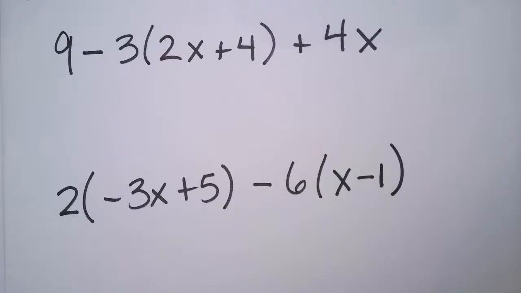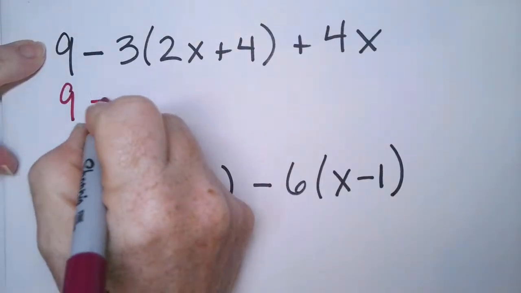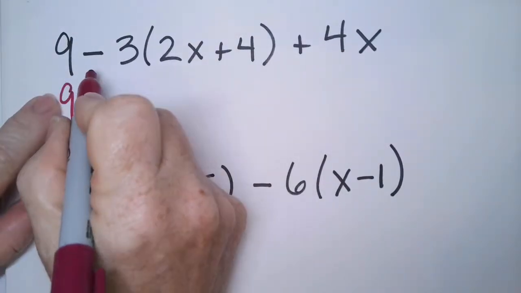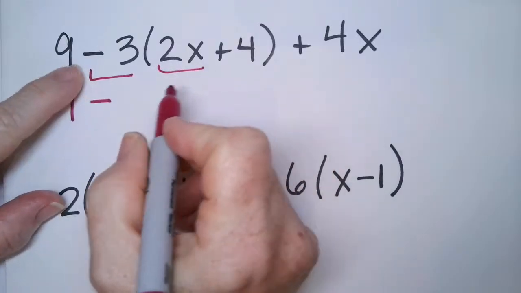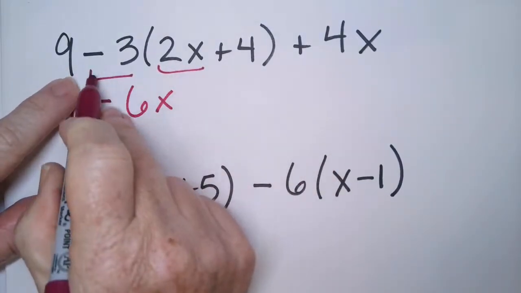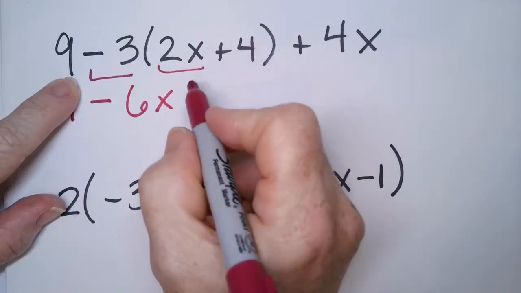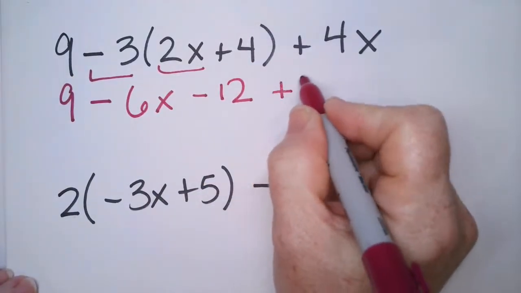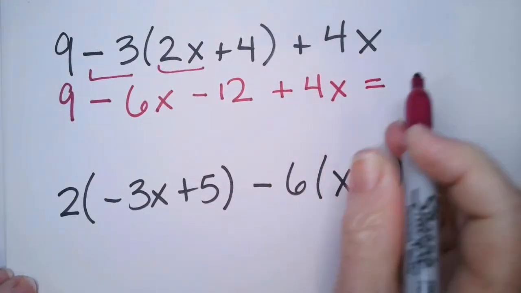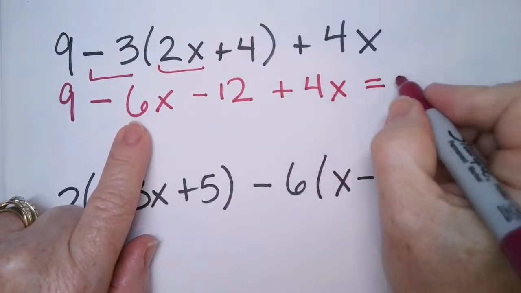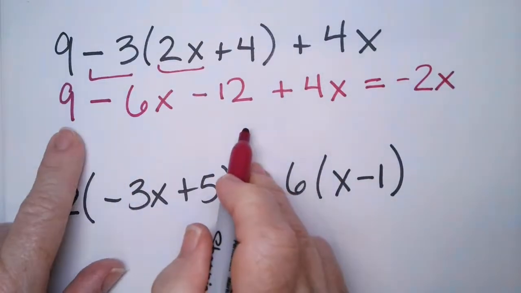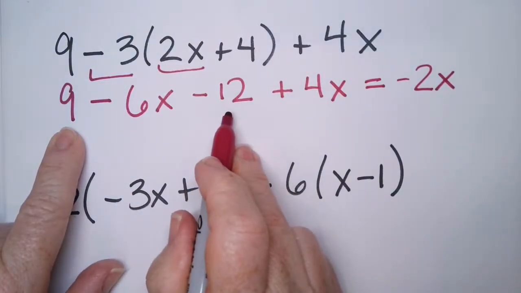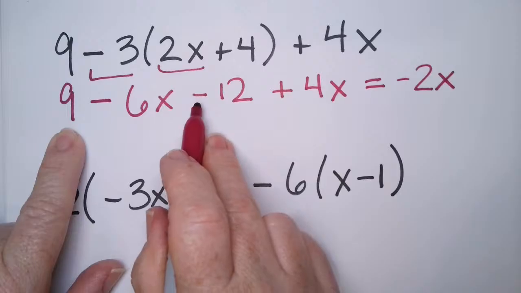All right, let me give this a try here. I'm going to drop the 9 minus, so this is a minus 3 times a positive 2x, so minus 6x. Minus 3 times a plus 4 is minus 12. Plus 4x. So plus 4x minus 6x, that's a minus 2x. 9 minus 12, the 12 is bigger, so we use the negative sign.